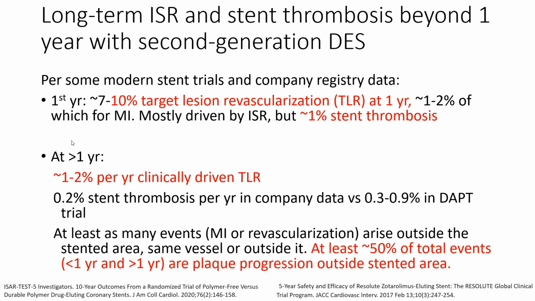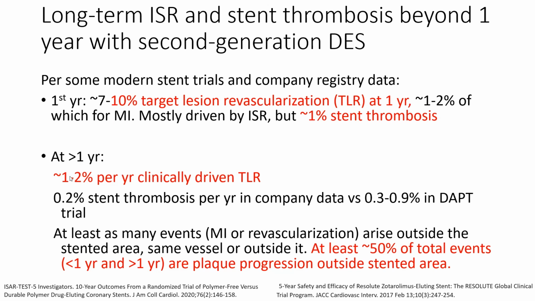This is an important slide for when you talk to the patient. What's the long-term risk of events? So when you put a de novo DES in a lesion, you have approximately a 7 to 10% risk of restenosis at 1 year, which will be mainly neointimal hyperplasia. And you have about 1% risk of stent thrombosis at 1 year. So those are the numbers at 1 year.